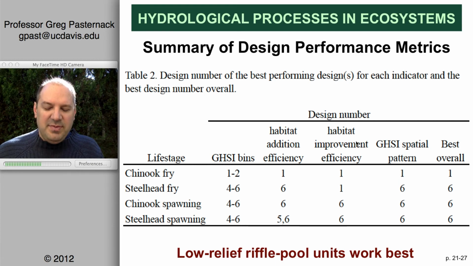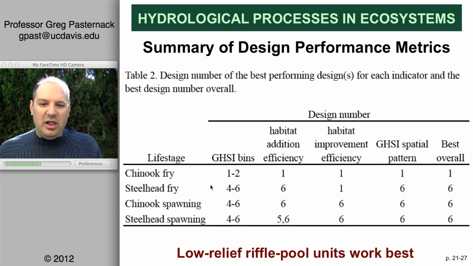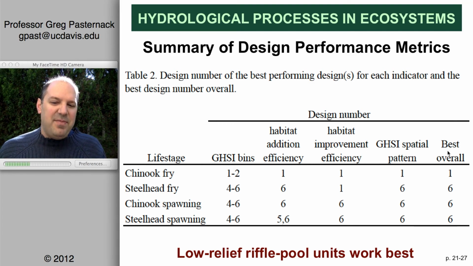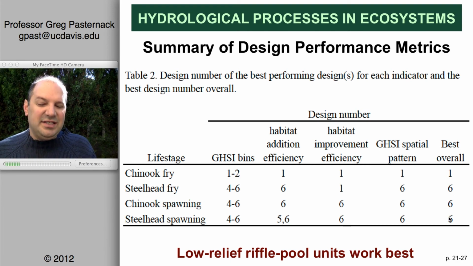So when you put all those metrics together, you can see, for each of the 4 life stages, the benefits in terms of habitat addition efficiency, habitat improvement efficiency, the spatial pattern, and then best overall. Ultimately, because this project is primarily for spawning, Design 6 was the one that was chosen and was in fact built. The idea is that there's plenty of fry habitat in other parts of the river downstream.